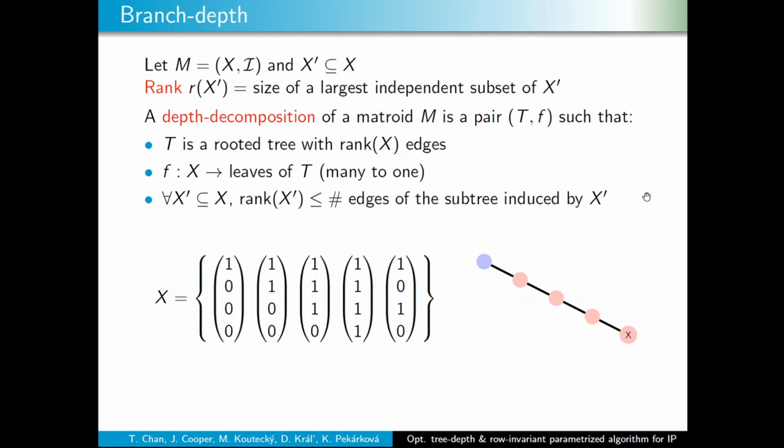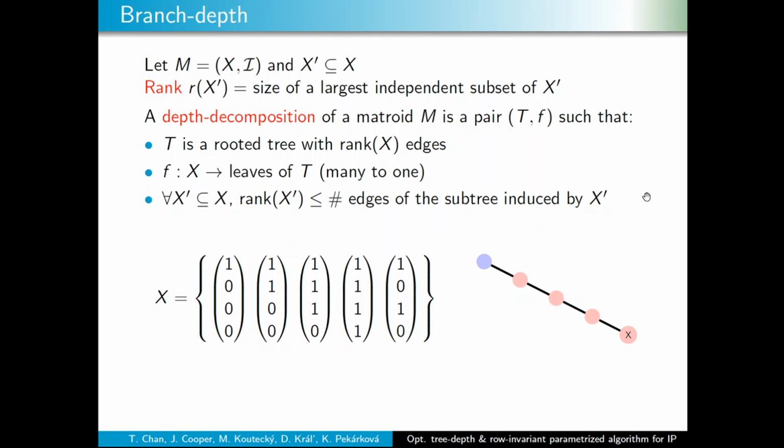So for every subset X prime of matroid elements, the subtree induced by X prime in T, so that's the subtree of T whose leaves are essentially the image of f of X prime, needs to contain at least as many edges as the rank of X prime. So this is a complex definition, and it's not even clear from this definition that every matroid even has a depth decomposition. But let's have a look at an example.